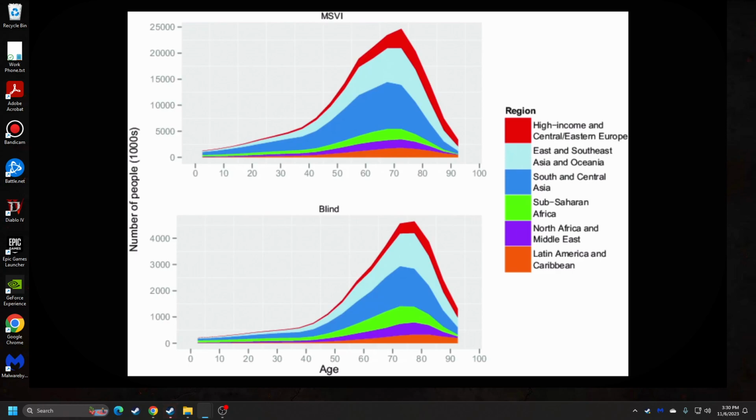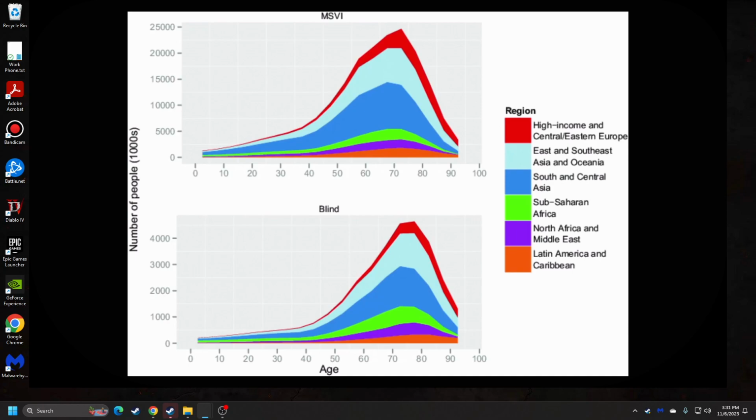Be My AI: The picture you've shared is a set of 2 graphs that show the number of people with moderate and severe vision impairment, MSVI, and blindness by age and region. The first graph is labeled MSVI and the second one is labeled blind. Both graphs have the same x-axis labeled age ranging from 0 to 100 and y-axis labeled number of people, thousands. The graphs are area plots with different colors representing different regions. The regions and their corresponding colors are high income and Central/Eastern Europe, red, East and Southeast Asia and Oceania, blue, South and Central Asia, light blue, Sub-Saharan Africa, green, North Africa and Middle East, purple, Latin America and Caribbean, pink.